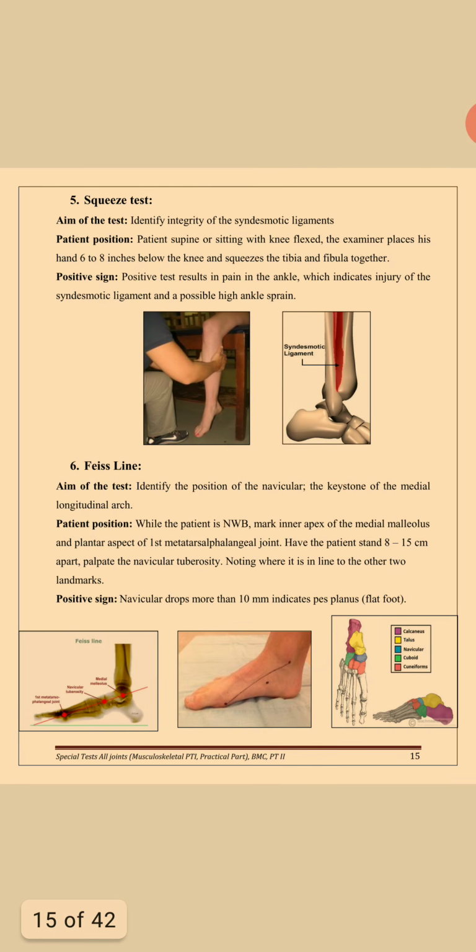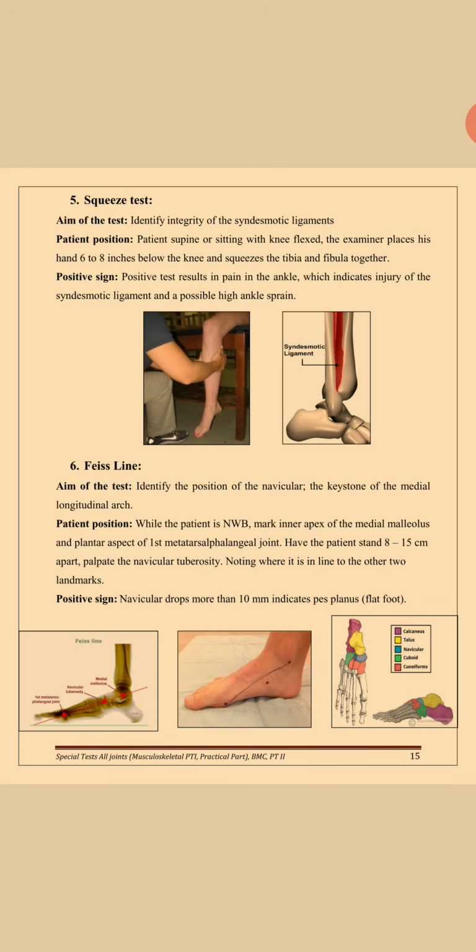Squeeze test. Aim of the test: identify the integrity of the syndesmotic ligaments. Patient position: patient supine or sitting with the knee flexed. The examiner places his hand 6 to 8 inches below the knee and squeezes the tibia and fibula together. Positive sign: a positive test results in pain in the ankle, which indicates injury of the syndesmotic ligament and a possible high ankle sprain.